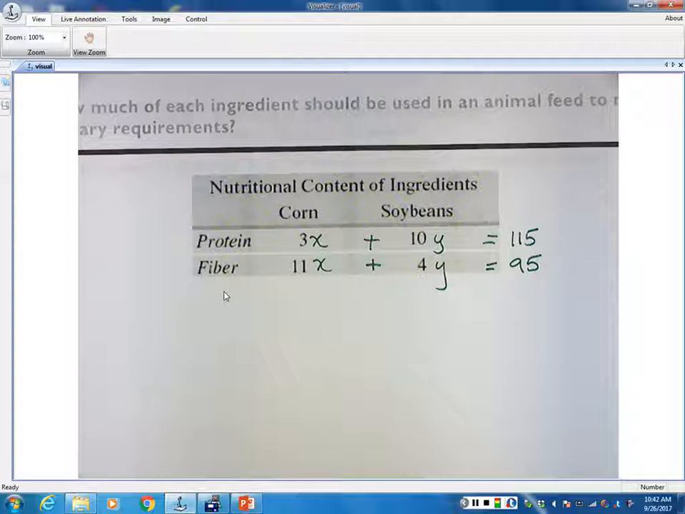Now, there is a method in algebra that says certain things are legal for you to do. Are you allowed to add the same thing to both sides of an equation? Is that legal in algebra?